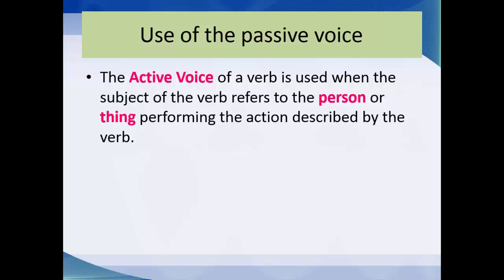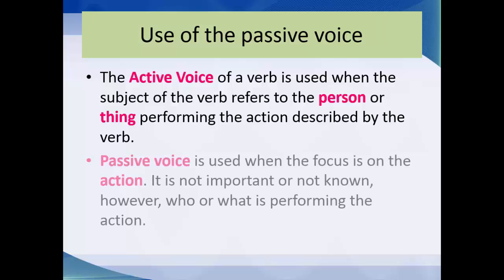So what are the cases of using the passive voice? Or what about the usage of the passive voice? The active voice of a verb is used when the subject of the verb refers to the person or thing performing the action described by the verb. This is the active. But the matter is different for the passive voice. The passive voice is used when the focus is on the action. It's not important or not known, however, who or what is performing the action.